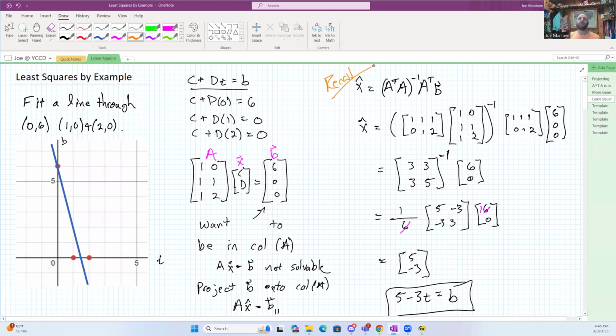Thing one, I need to recall that thing about what x hat is. Thing two, I need to figure out how to write down what it means to be on a line. So what does it mean for those points to be on a line?